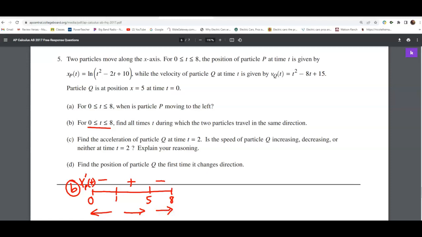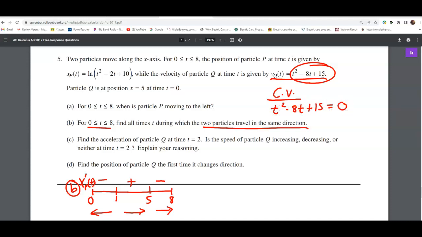Okay, so now for the other one, I want to know when both the particles are moving in the same direction, though. So now I need to look at this one. I need to look at particle Q. Now, if I want to know what direction particle Q is traveling, once again, I need to look at its velocity, and that's the function they gave us. We need to find the critical values for that one. So we're going to set it equal to 0, and we're going to solve.